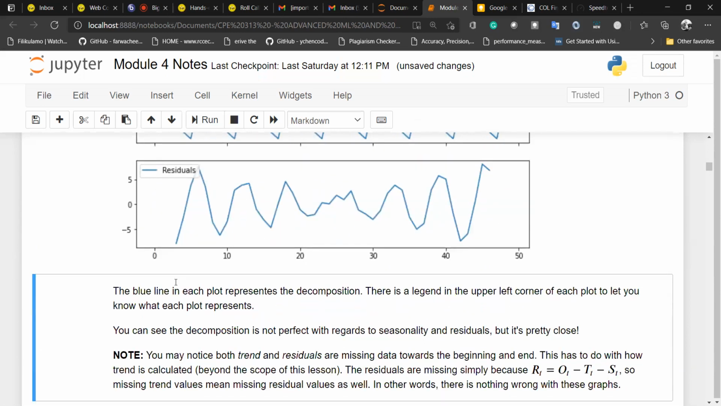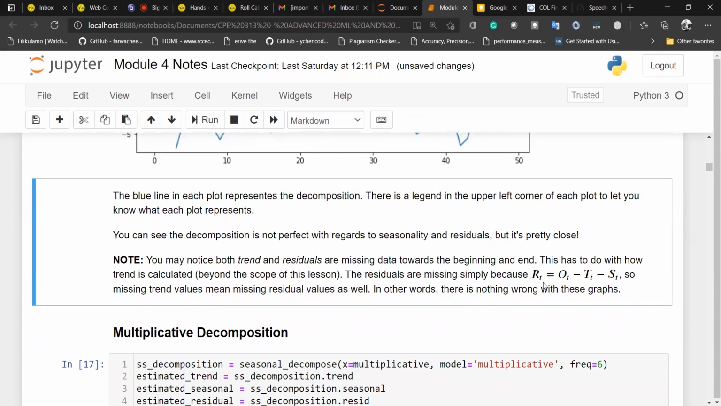It's the same with the trend. So why? Because this has to do with how trend is calculated, which is beyond the scope of this particular lesson. And the residuals are missing simply because the residual is equal to the output minus the trend and the seasonality. So missing trend values means missing residual values as well. In other words, there is nothing wrong with these graphs.